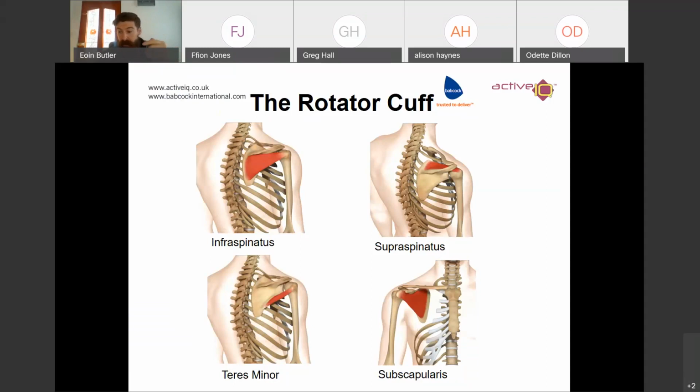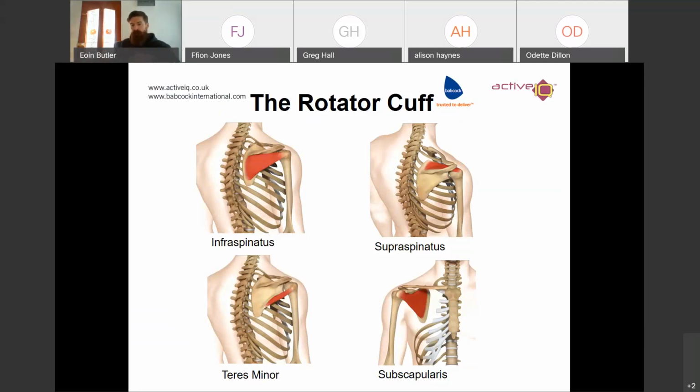So you may have a client who comes in and says, I've damaged my rotator cuff. Your next question should be which one, or how many of them have you damaged? Because it will depend on different movements. You will see people in the gym doing this type of movement with a cable or a dumbbell, which is working rotator cuff.